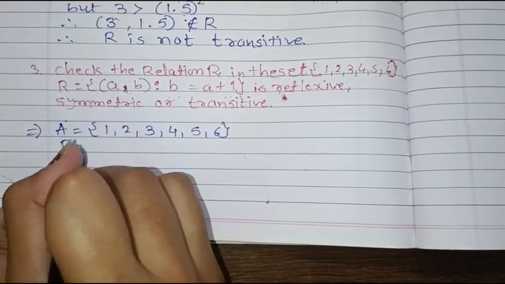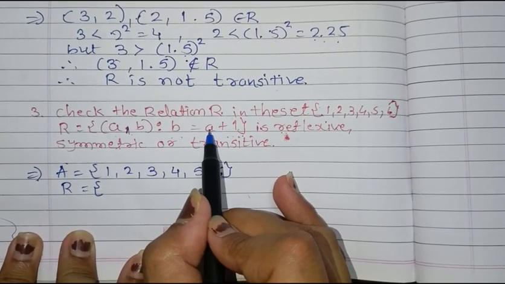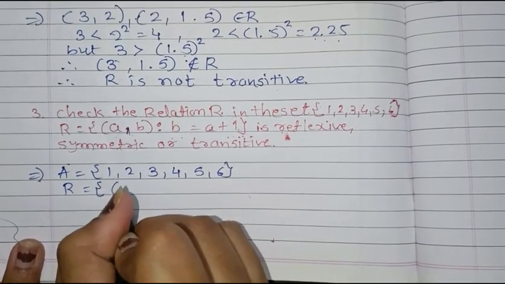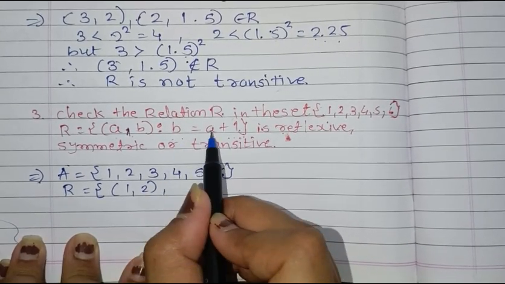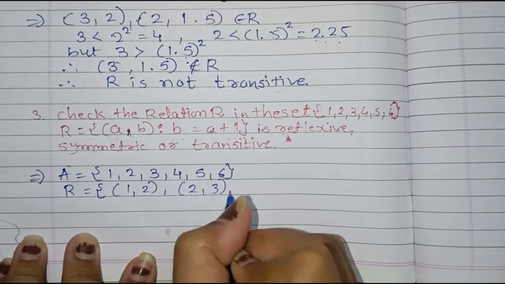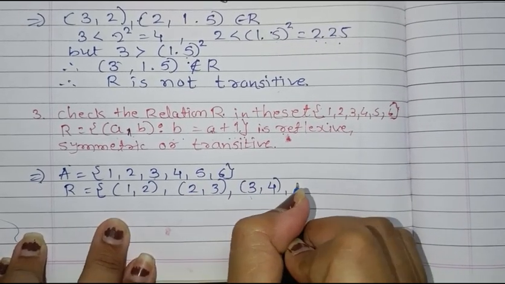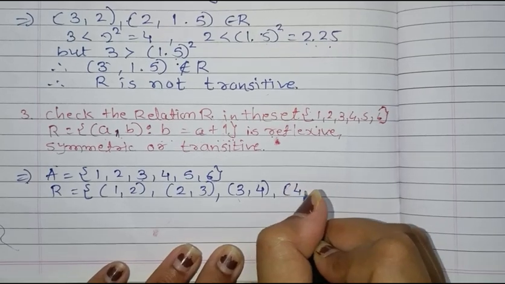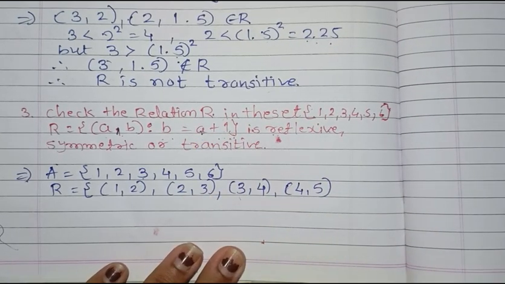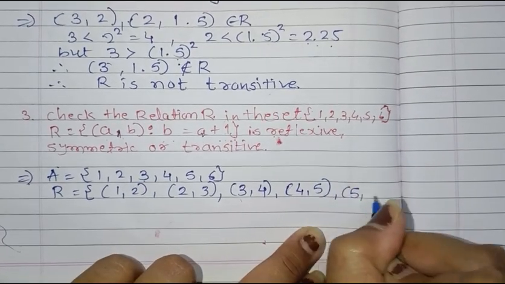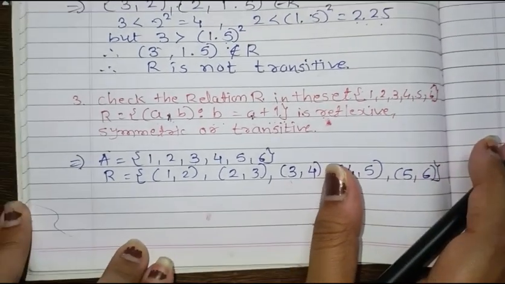Now we are deriving the relation R. If we take a equals 1, then 1 plus 1 is 2, and our ordered pair is (1, 2). Next we are taking 2, 2 plus 1 is 3, so (2, 3). If we take 3, (3, 4). If we take 4, then (4, 5). And if we take 5, (5, 6). This is our relation R.